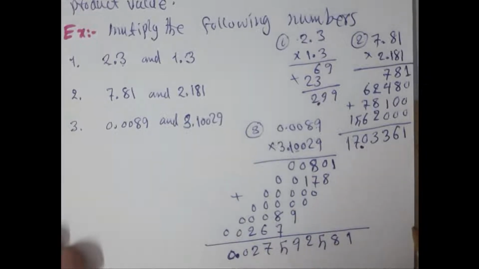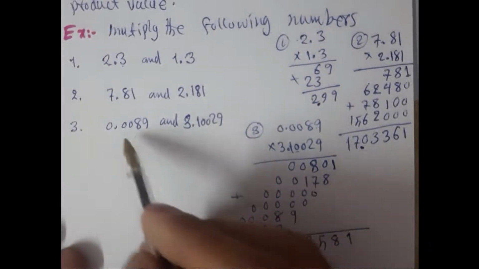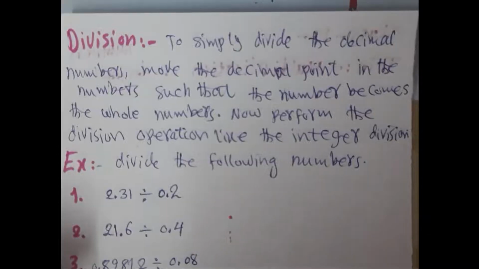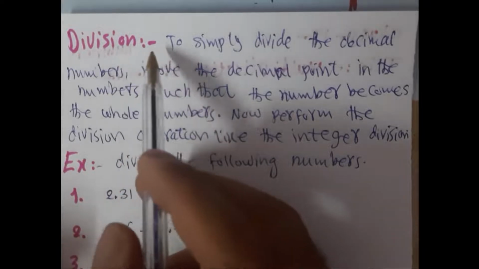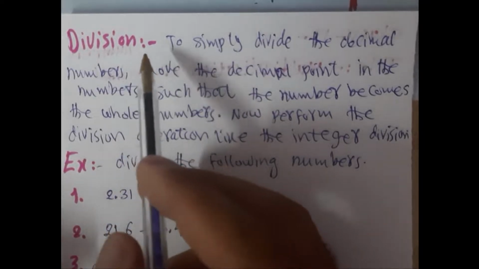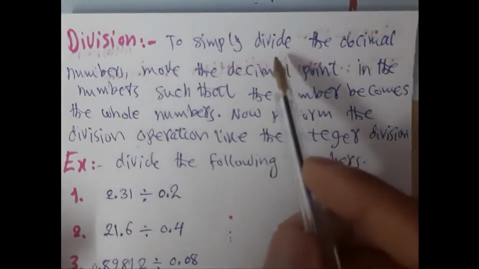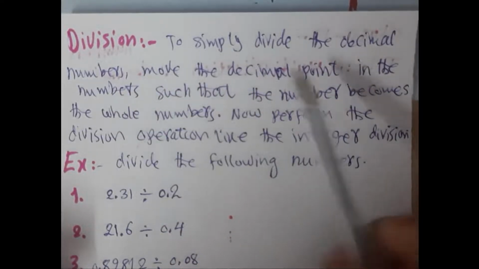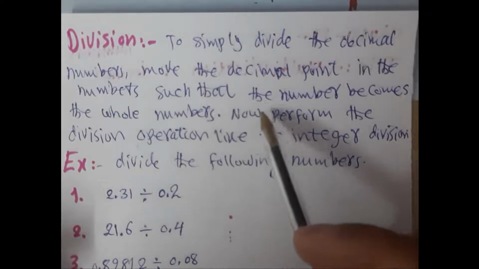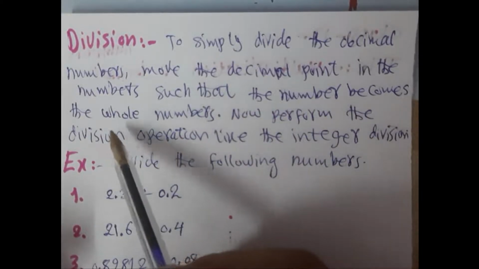0.027592581 is the product of these two numbers. Now we want to explain division of decimal numbers. To simply divide decimal numbers, move the decimal point in the numbers such that the number becomes a whole number.